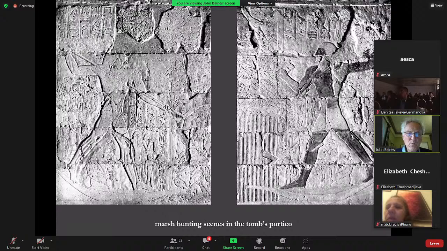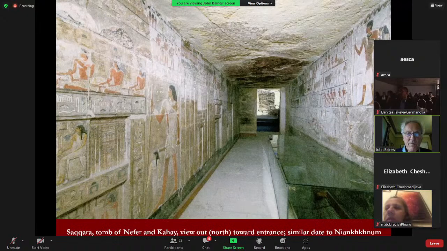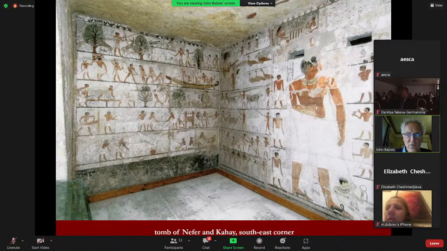And then, going back to the point about whole walls and so on, here we have a whole tomb. The tomb of Nefer and Kahai is just next to Niankhkhnum. And you've got the view out from the interior of the tomb to the outside world. And we have color images of this. That is the wider back end of the room. It's to the right of the picture here. And then you've got the angle across to the wall you saw in the first place there.